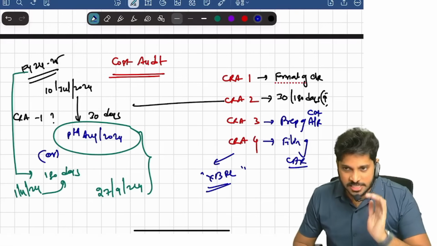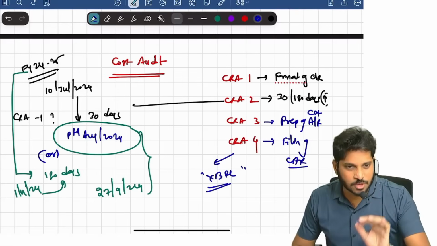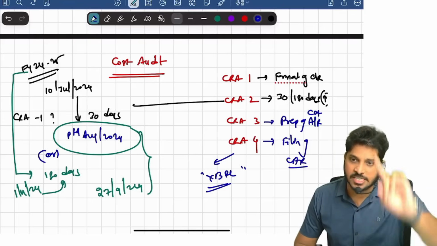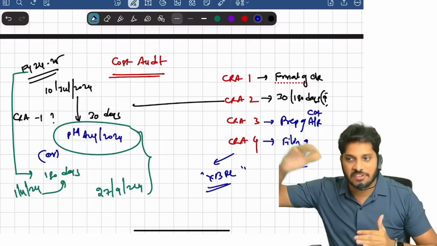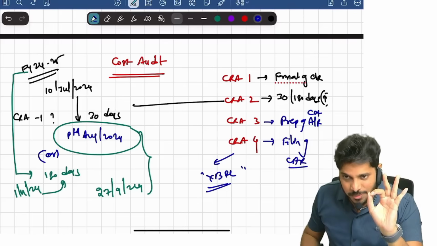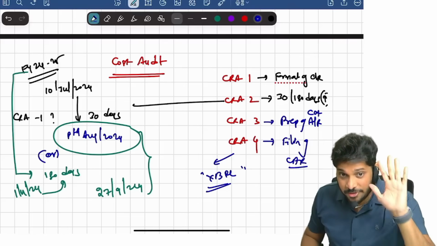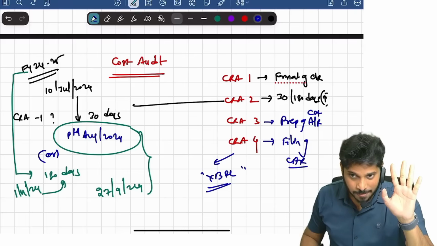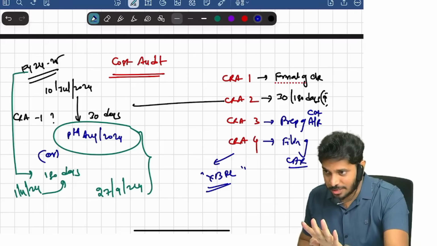So what is the XBRL attachment? The in-depth coverage of CRA 1, 2, 3, 4, everything you have in CMA final. Your CMA final audit is what? Cost and management audit. Cost audit is the 50 marks portion in CMA final. Management audit is the 25 marks portion you have.